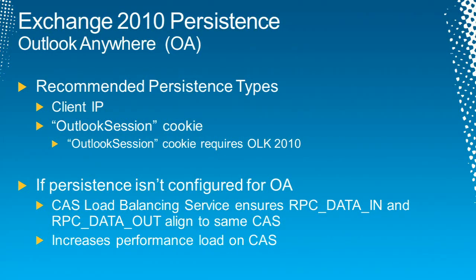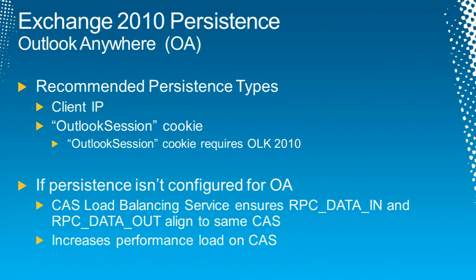Let's say you decide, well, I have NAT, so I have to use source, or I don't have Outlook 2010, therefore I want to use source IP for Outlook Anywhere. You can do that, or you can use no persistence for Outlook Anywhere. What this means is there's a chance that the clients will have the RPC data in connection established on one of the CAS servers in the array, and the RPC data out connection established on a different CAS server in the array. The CAS servers have a way to deal with this.